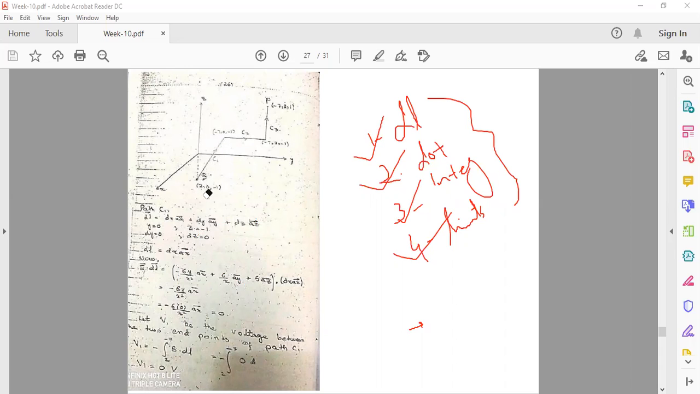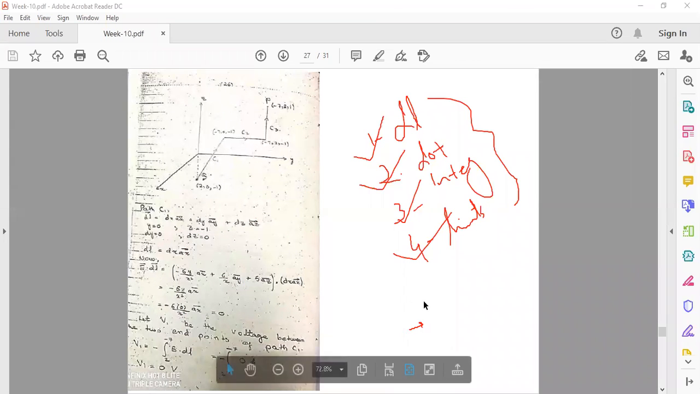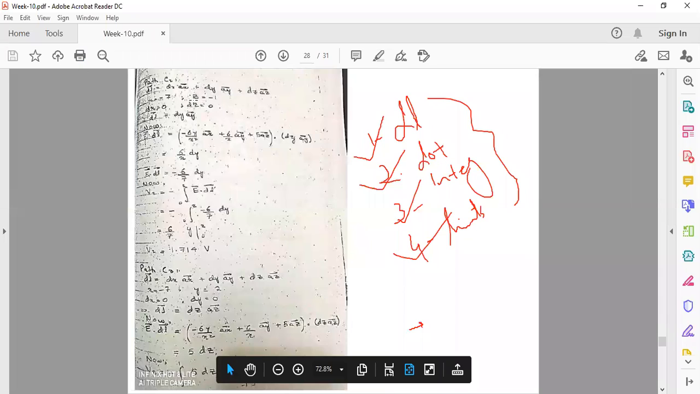For y, the initial point is 0 and the final point is 0. For z, the initial point is -1 and the final point is also -1. So the only change occurs along x. So dL will be along ax, because the changes occur only along x. Then the dot product E dot dL, E is given, then integration and putting the limits, so we will get V1 for the path c1.